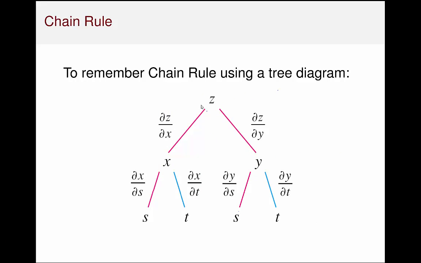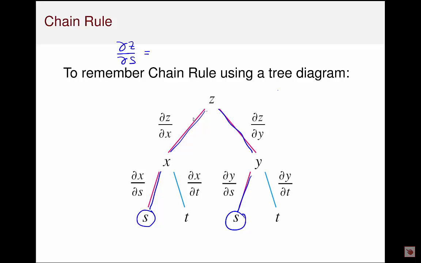Alright, here's how we remember chain rule by using a tree diagram. So for example, if we are interested in the partial derivative of our dependent variable z, let's say with respect to the independent variable s, then what we'll do is look for all the branches that go from z to the independent variable s. In this case, we have two branches, one going down on the left hand side here, another one going down on the right hand side over here.